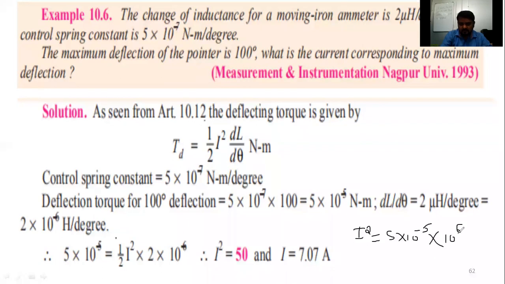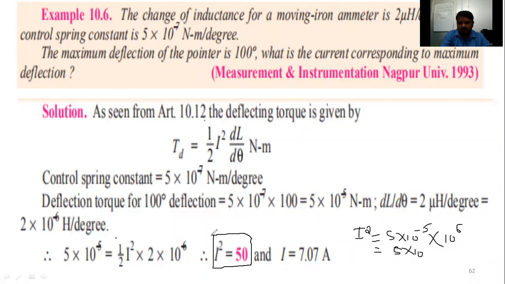Mathematics. Yes, sir. 10 to the power of -5 into 10 to the power of +6. So 10 to the power of 6 minus 5 is how much? 1. 10 to the power of 1 is nothing but 10 only. So 5 into 10 is nothing but 50. So I square is nothing but 50 here now.